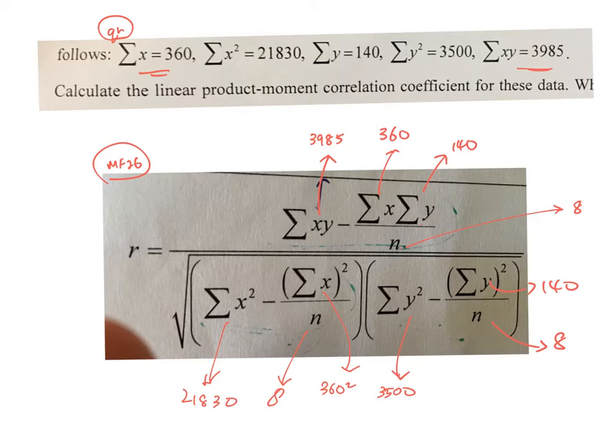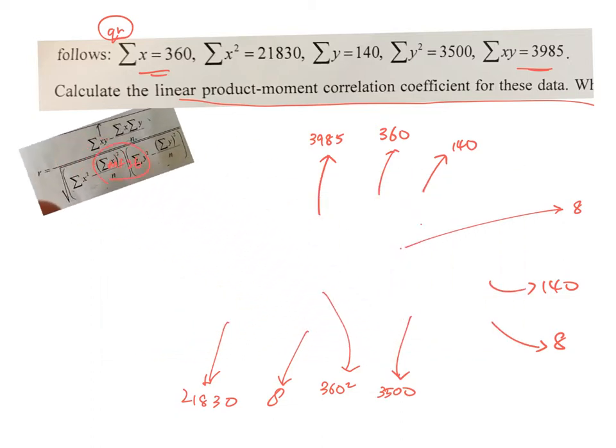Just plug in all the values carefully. Your r has to be somewhere within the expectation. We calculate the linear product moment correlation coefficient for this data, and if all goes well, eventually, hopefully your r after substitution should be equal to 0.952. So what does this suggest?